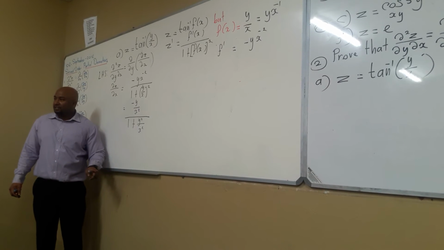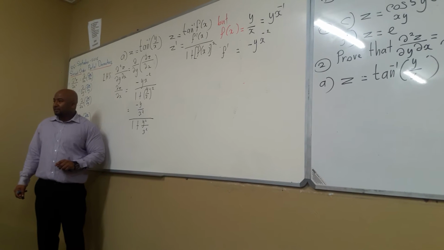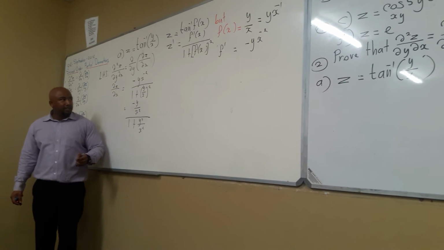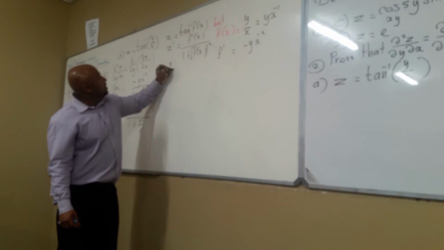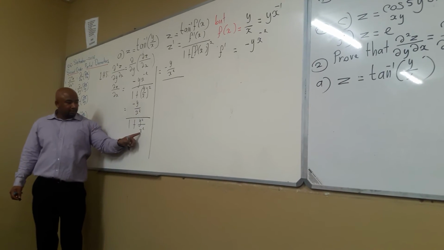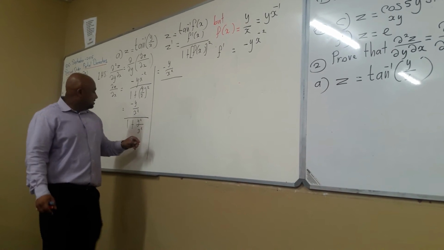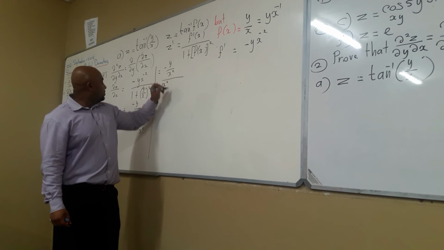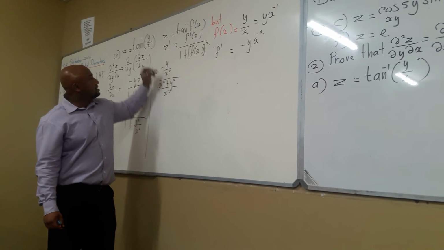I need to add this. How will I add this? I need to find an LCD, lowest common denominator. So this will be minus y over x squared. What will the LCD here be? It will be x squared. So I'm just going to use a shortcut method here of finding the LCD. So that will be x squared plus y squared all over x squared.